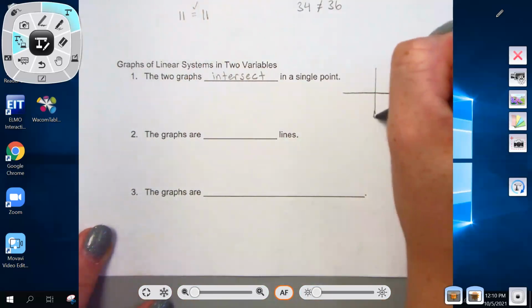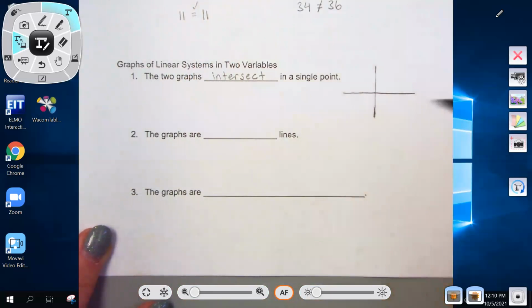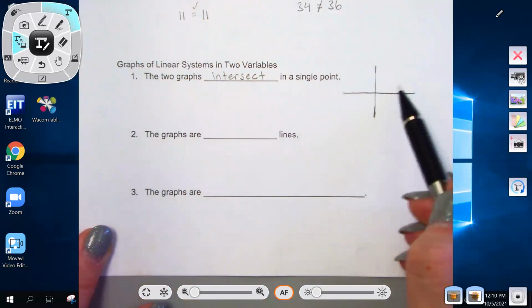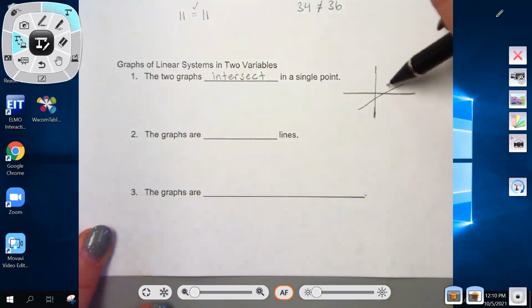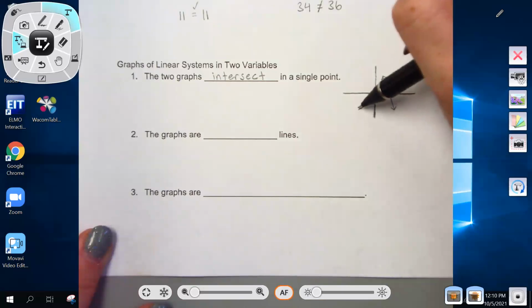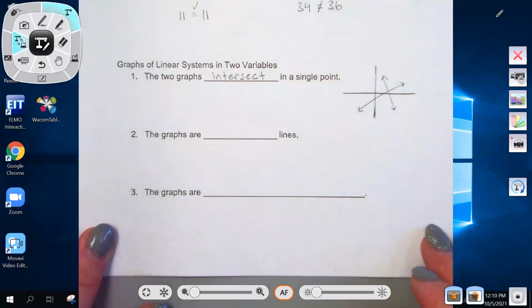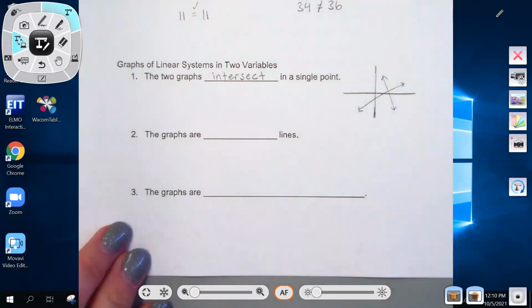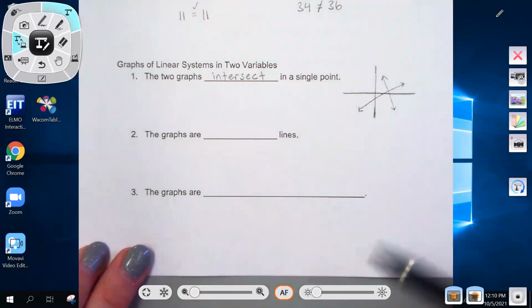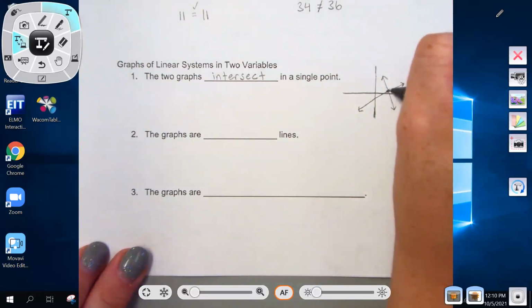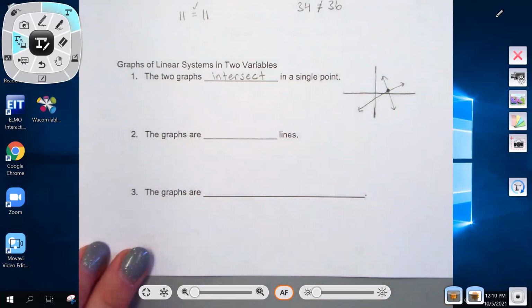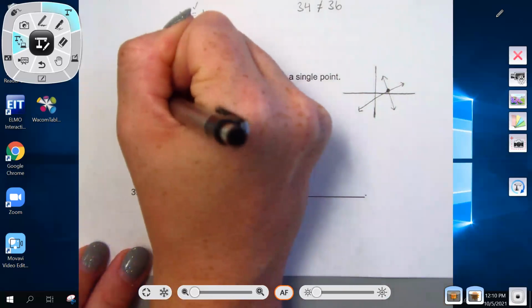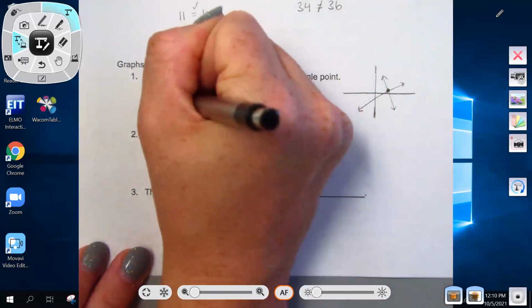So what that's going to look like, we have our coordinate plane. You could have literally any two lines that intersect. So how many solutions do you think this type of system would have? One. And where would that solution be? Where they cross. That point right there is the one solution of those two linear equations.